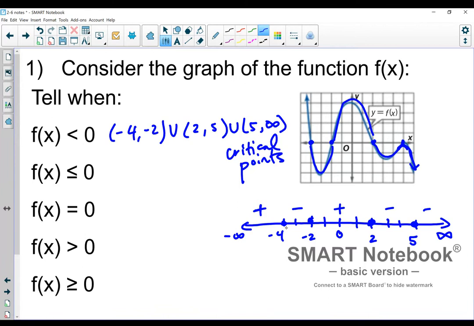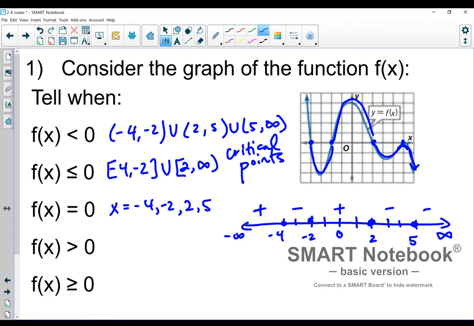Now we could say from -4 to -2, but now I can include both of those, so hard parentheses. And now I can actually include the 5 as well, because that's when it's equal to 0. So now I have from 2 to infinity. 2 would be a hard parenthesis, infinity would be soft. Now we're looking at just equal to 0. That's going to happen when x is all those different critical points, which are my real zeros on my graph. So -4, -2, 2, and 5.